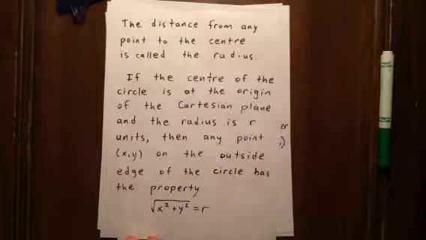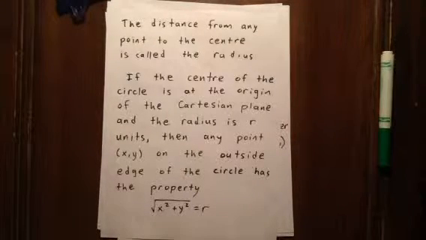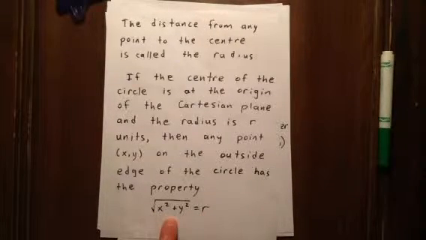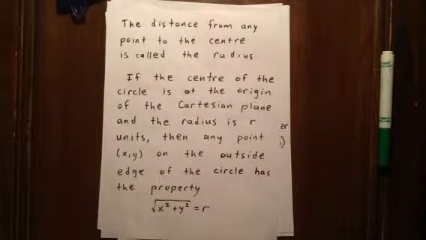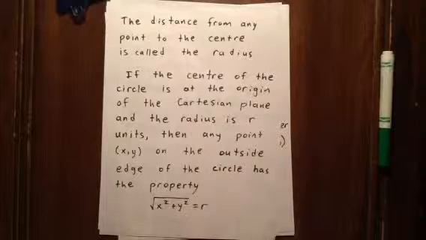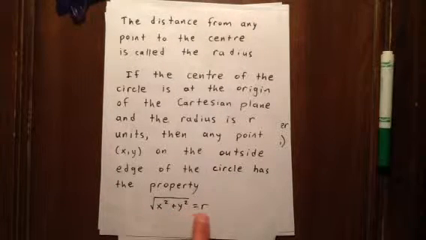Well, we know that the distance from any point to the center is called the radius. Now, if the center of the circle is at the origin of the Cartesian plane and the radius is r units, then we can say, since the radius is the distance, that any point has the property that the square root of x squared plus y squared, which is the distance, is the radius. That's exactly what these points are. The distance from any one of these points to the center is the radius.